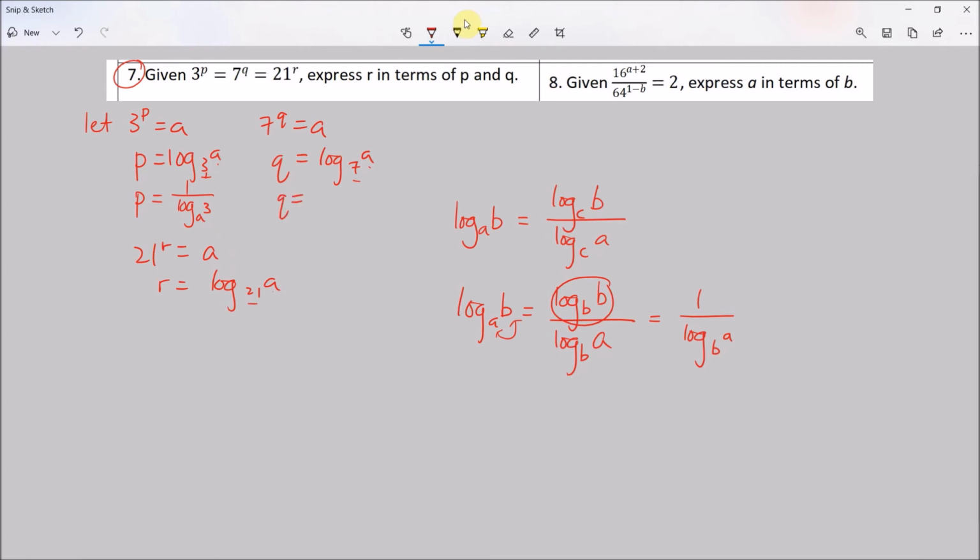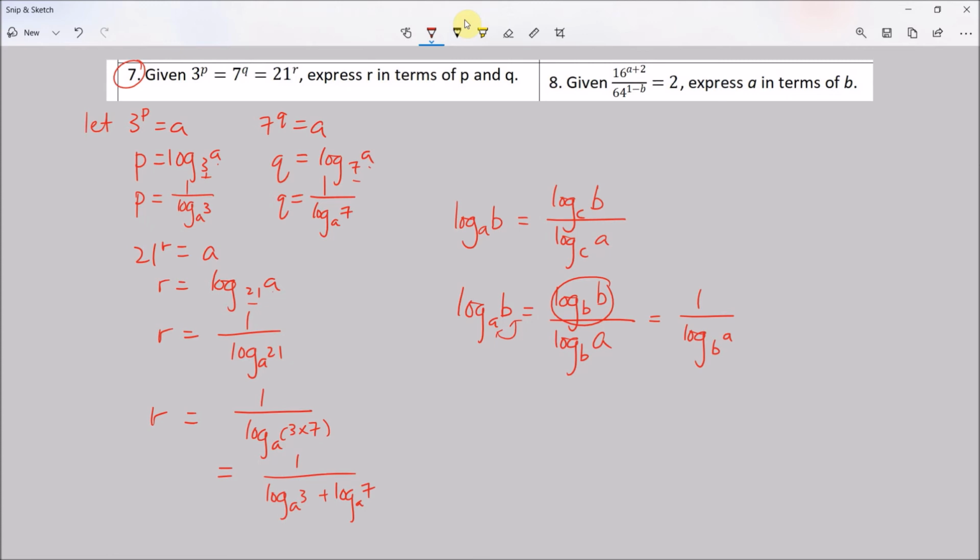Same applies here, 1 over log base A of 7. And here we can also write this as 1 over log base A of 21. So now all of these have the same base. Log base A of 21 actually equals 3 times 7, so I can rewrite this as log base A of 3 plus log base A of 7.